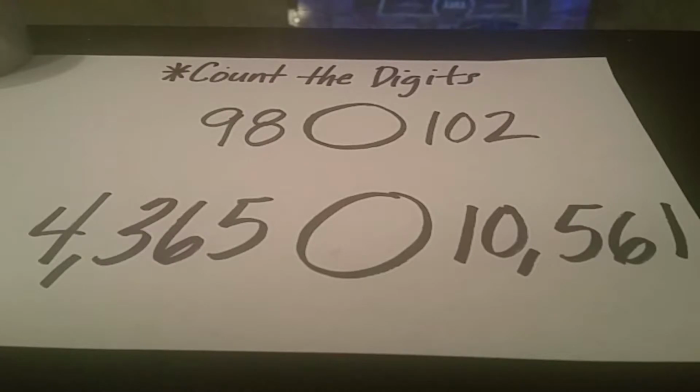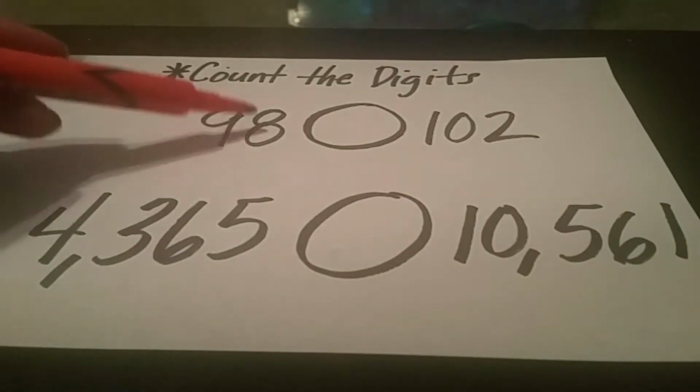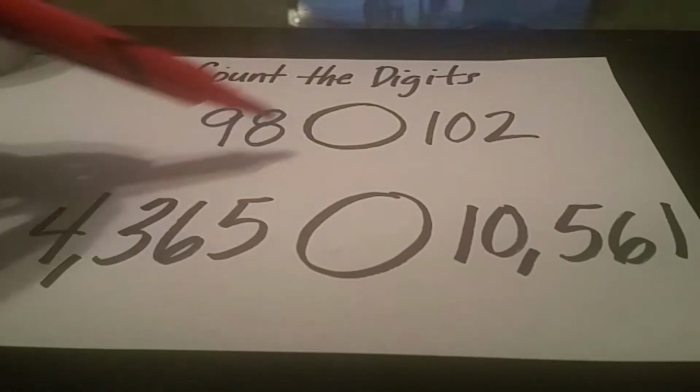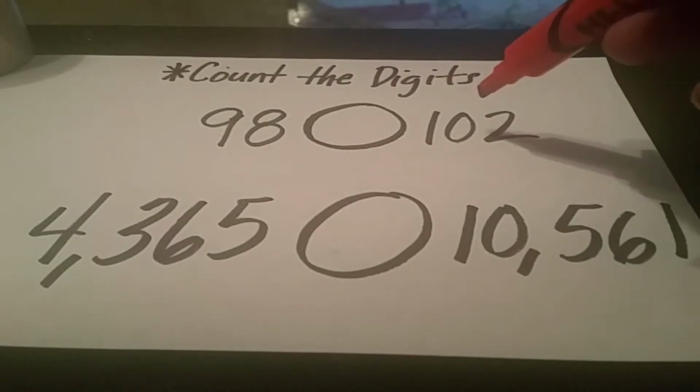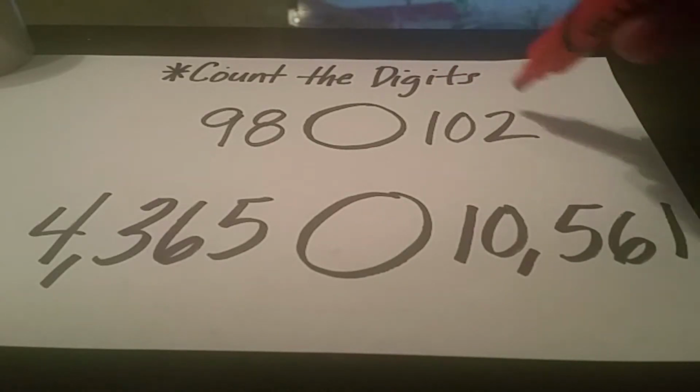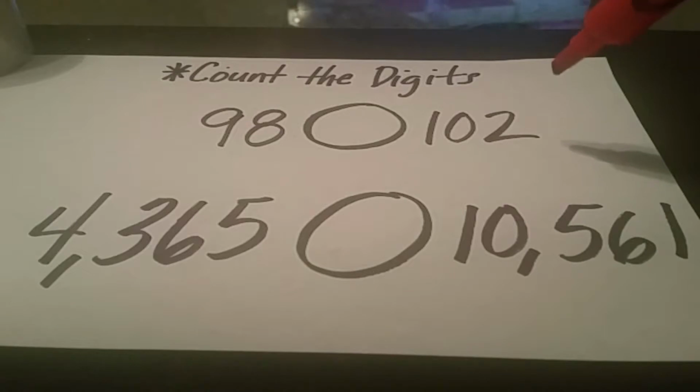Okay, when comparing numbers, one of the first things that I tell my students to do is to count the digits. Again, digits are just a combination of numbers that form a number. So 9 would be a digit, 8 would be a digit. Together they form 98. 1 would be a digit, 0 would be a digit, 2 would be a digit, and together they form 102. Counting digits is an easy and quick way to figure out which number is greater than or less than the other number.